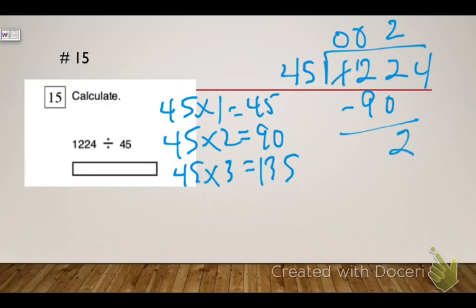12 minus 9 is 3. And again, kids, you know what? Our subtraction's beating us up. It really is. We just got to do a better job of subtracting.